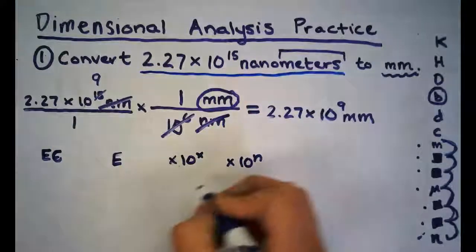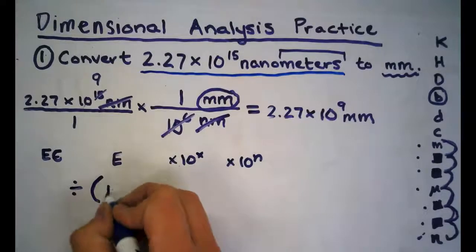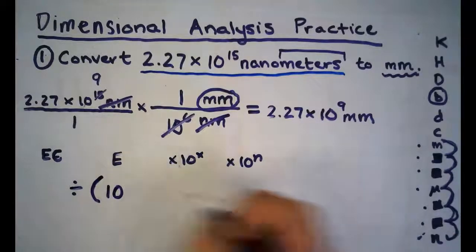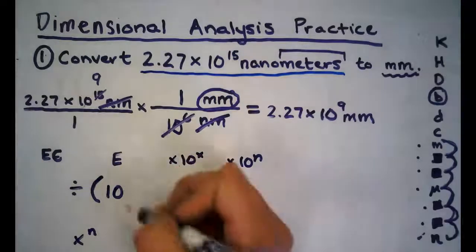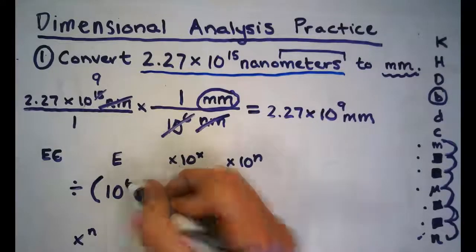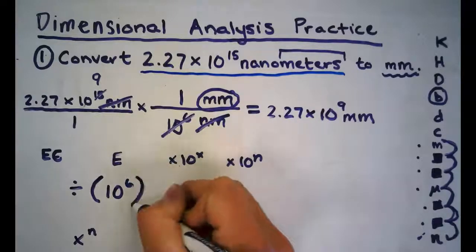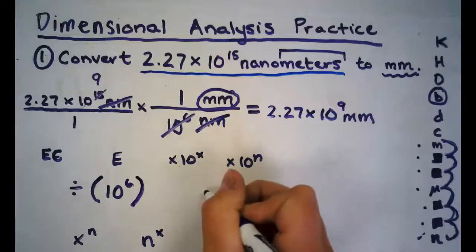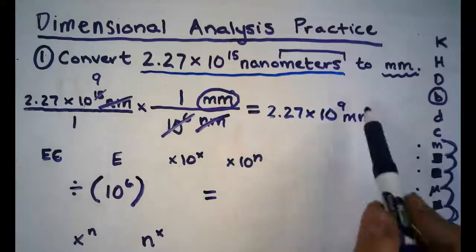Then divide, hit the divide sign. Open up a set of parentheses and put 10 and then hit another button on your calculator. It might say x raised to the n or n raised to the x. Hit that button, that will open up an exponent. And then put your exponent 6. Get out of the exponent, close your parentheses, and then hit equals. And it should give you 2.27 times 10 to the 9th.